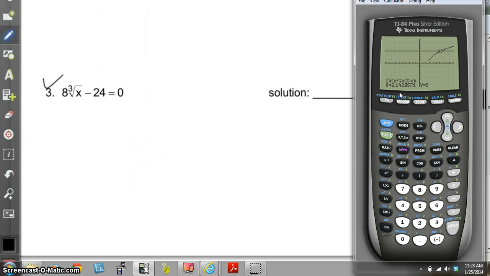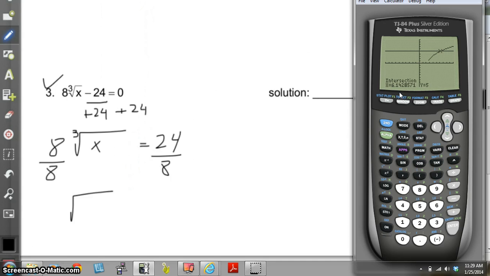Again, I need to isolate my radical. As you can see, there are numbers being multiplied, numbers being added, so let's always get rid of whatever is being added or subtracted first. So you add 24 to both sides. You get that 8 cubic root of x is equal to 24. Now after you get rid of the negative 24, try to get rid of the 8 by dividing by 8. So cubic root of x is equal to 24 divided by 8, which is 3.